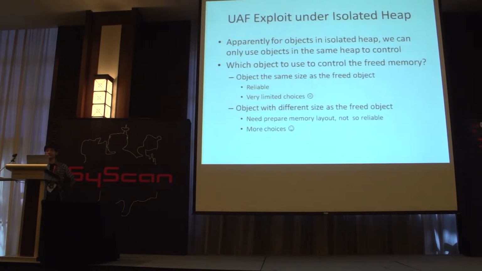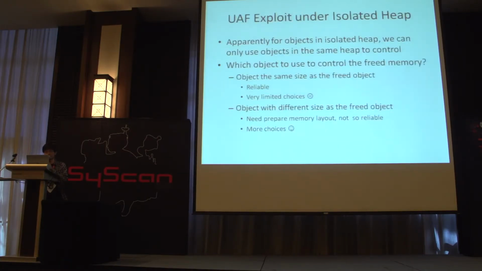Now let's discuss how we can exploit UAF bugs under isolated heap. For objects allocated in isolated heap, we can only use objects in the same heap to control their content. Basically, we have two choices. The first one is to use an object with the same size as the freed object. And the second is to use an object of a different size from the freed object.